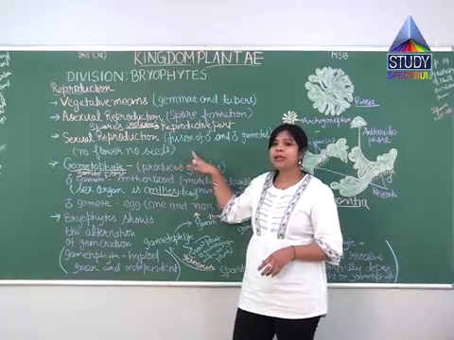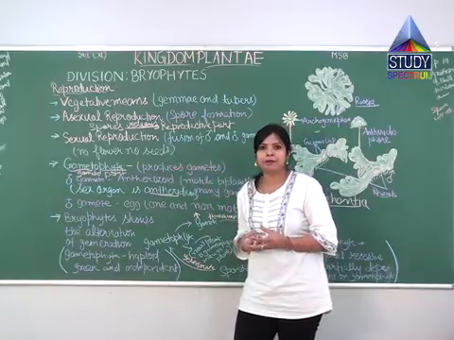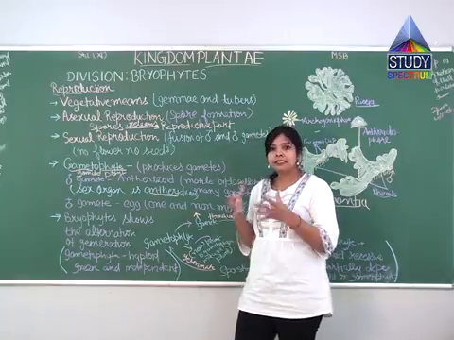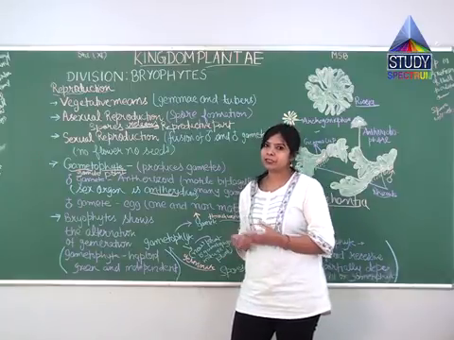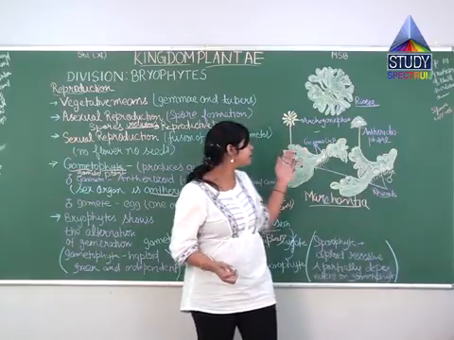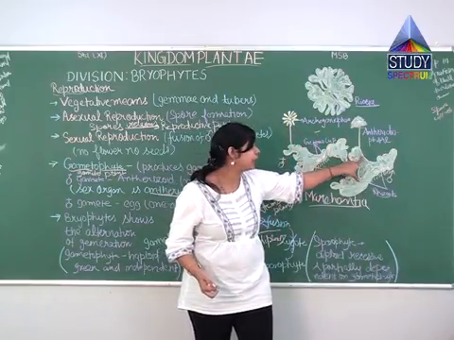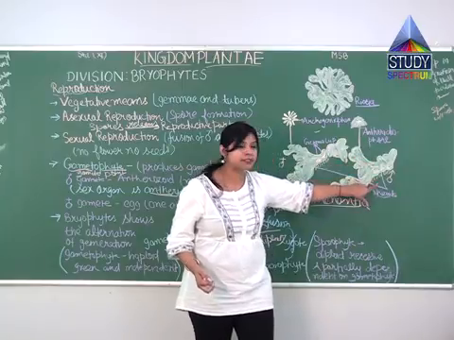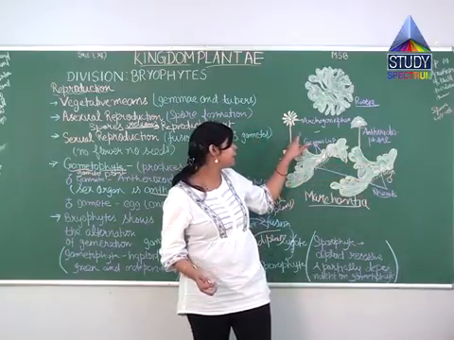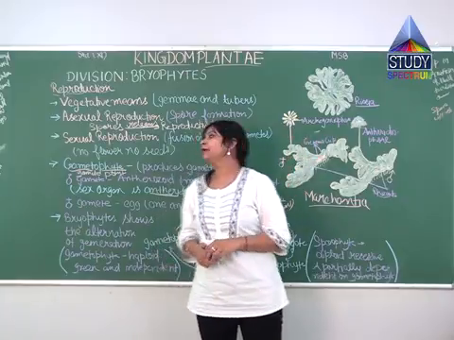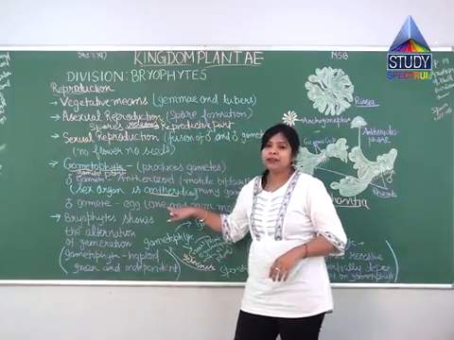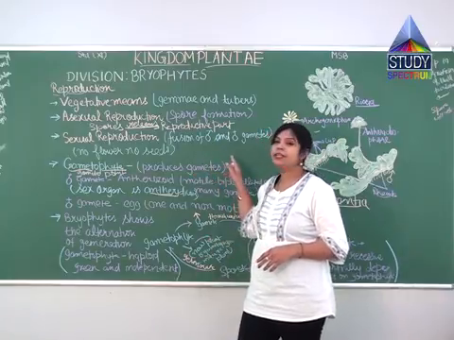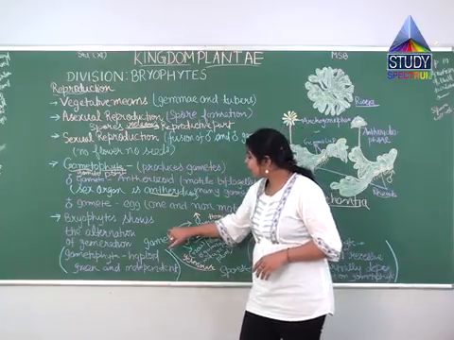Here it may happen that both the reproductive parts, male and female, are present on the same plant, or they can be present on different plants, as in the example of Marchantia. Here you can see that the female reproductive part is on a separate plant and the male reproductive part is on a separate plant. So how will the fusion take place? Through the medium of water.